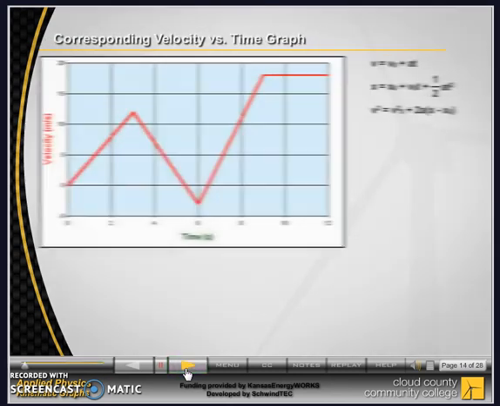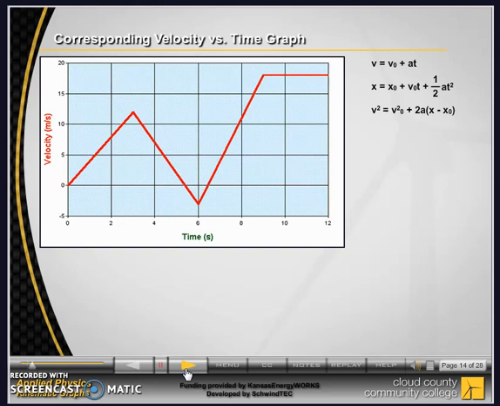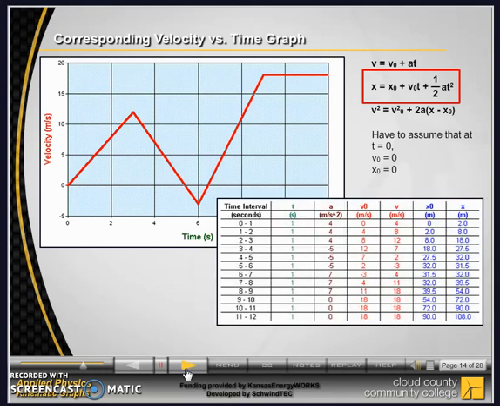Can we now calculate the positions at each velocity change from a velocity versus time graph? Again, you have to assume that t equals 0, v sub 0 equals 0, and x sub 0 equals 0. Then for each time interval, we can calculate the displacement as follows. Note that the x for one time interval is used as the x sub 0 for the next time interval.